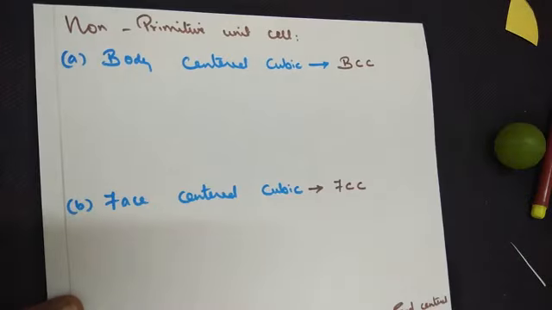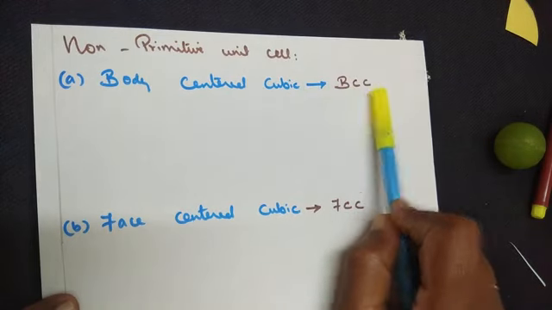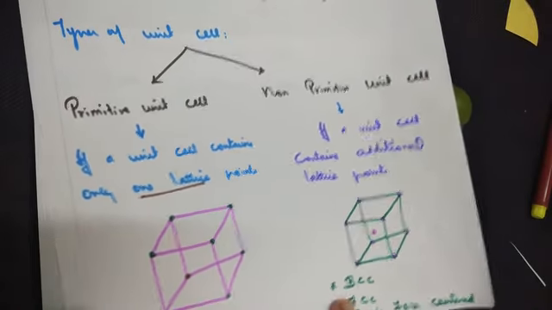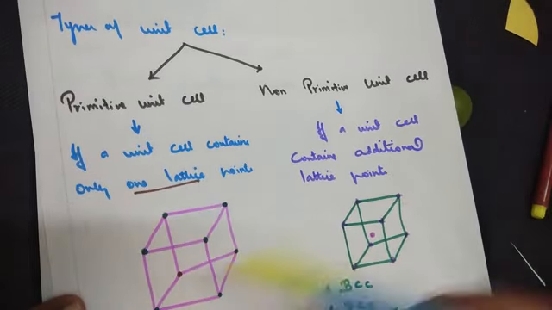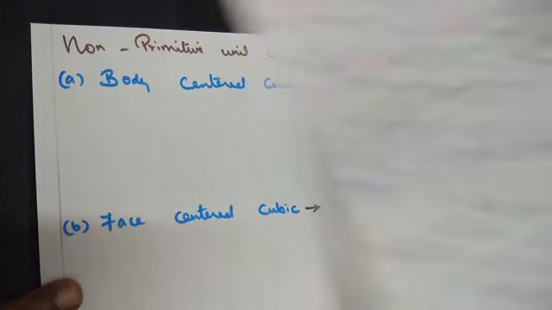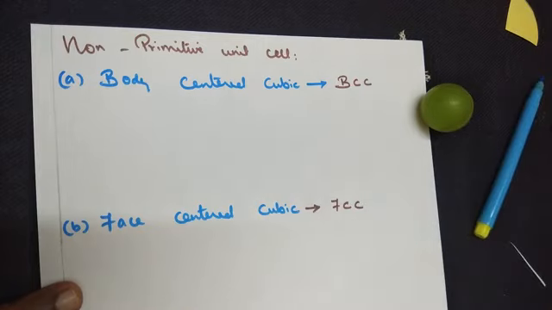Moving on to the body-centered cubic. The primitive unit cell is also called a simple cubic, and the symbol for it is SC. So SC stands for simple cubic system. For the body-centered cubic system, the short form is BCC.